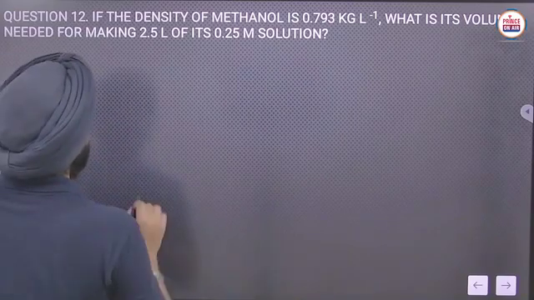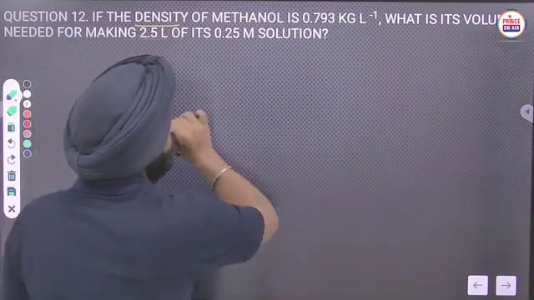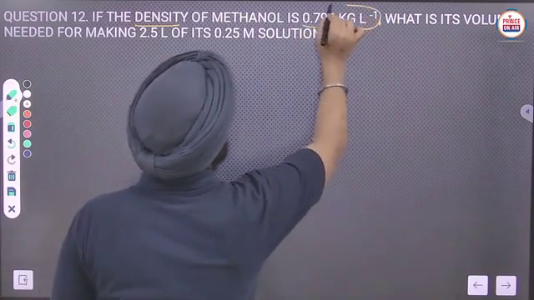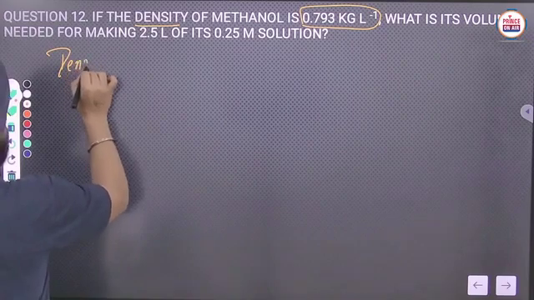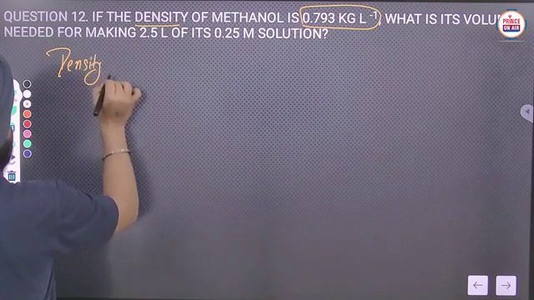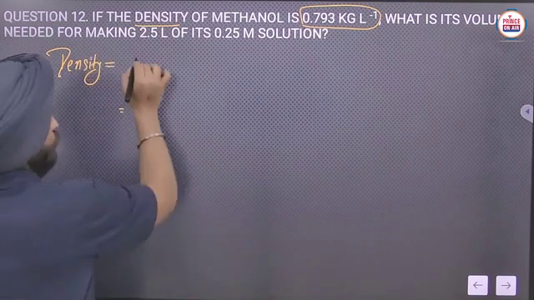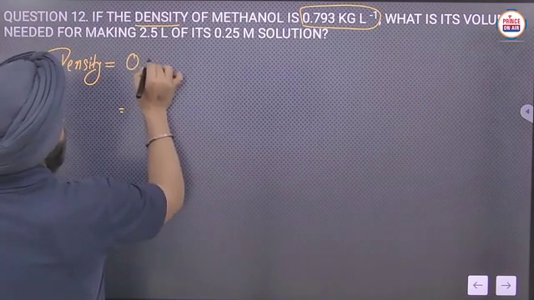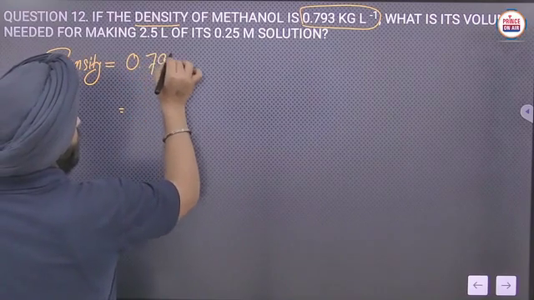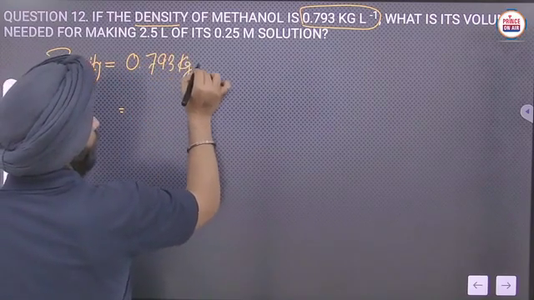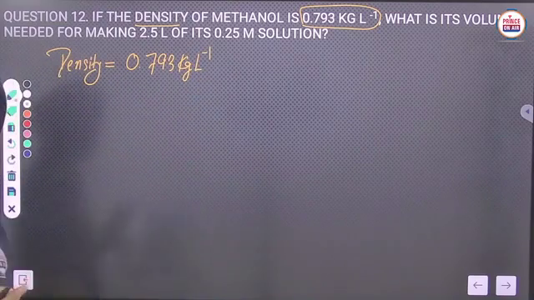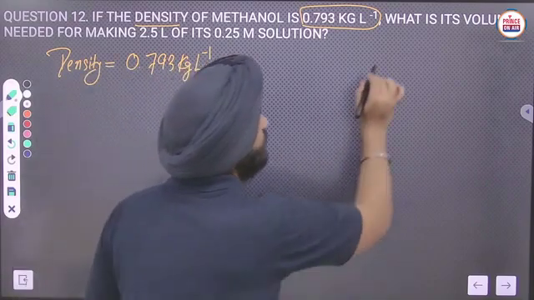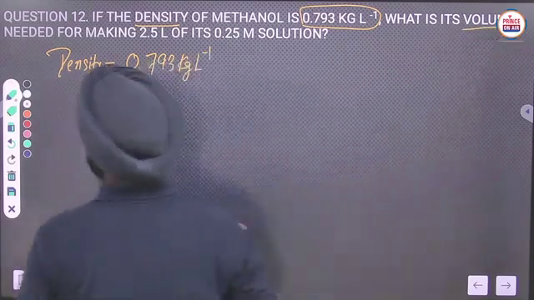Now the density of the methanol is given to you, that is 0.793 kilogram per liter. Okay, clear? Now next is, what is its volume needed?